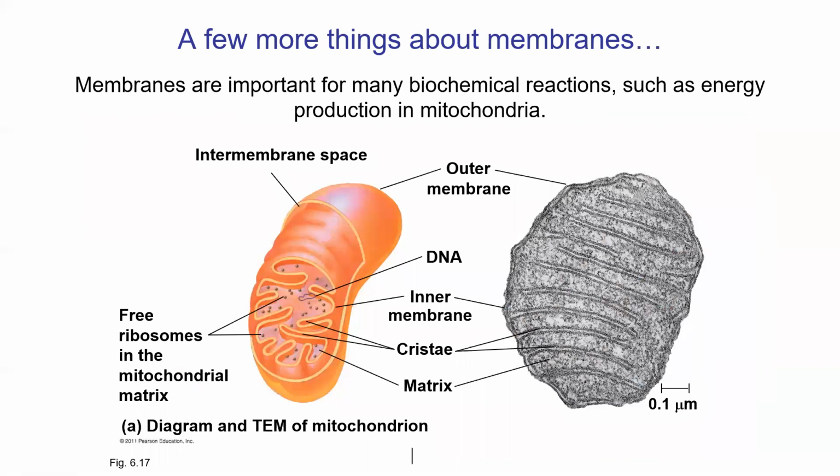And membranes are important for things like energy production. If you're familiar with the mitochondria, the electron transport chains and all those kinds of things are involved around the mitochondria, and it's essential to have membranes for them.